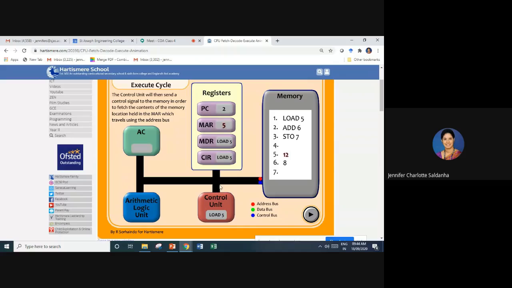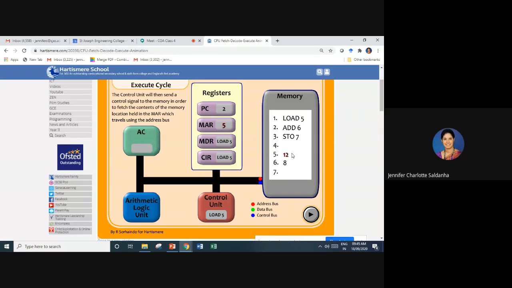The address along with the read signal will flow to the memory. Understood? The address of the operand is placed in MAR. From MAR, the address via the address bus will flow to the memory, and the control unit will generate a second read signal. Now what will happen? What is the data present in memory location 5? 12. Okay.